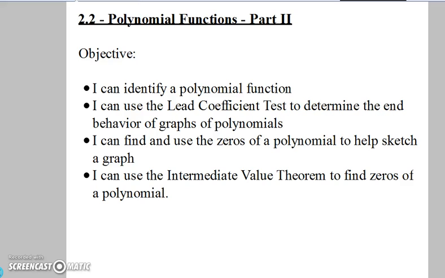Welcome back. This is Polynomial Functions Part 2. This is the continuation of Thursday's lesson. We will continue discussing this on Monday in class as well. Okay. Today we're going to talk about how to find the zeros of a polynomial to sketch a graph, and then the intermediate value theorem.